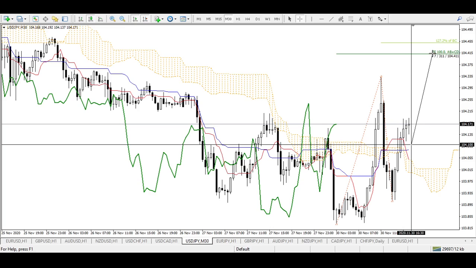104.39, even 2 pips below this, because different brokers have different prices, so sometimes you can miss a target just by 2 or 3 pips. So better to keep your TP 2 or 3 pips below the target you get on your MT4. So I've set my target at 104.39, and it is already giving me a risk and reward of 1:1. So it's okay to have 1:1 risk reward.